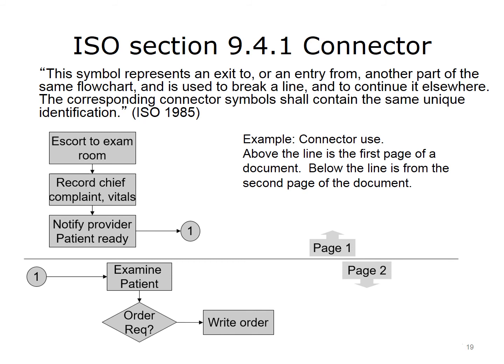Continuing on page 2 of the diagram, the reader would start at the circle with a 2 in it, which directs the reader to the next process step, Examine Patient. This step in the process is followed by a decision, presumably made by the provider, about whether or not an order is required. If an order is required, the process continues to the order writing step. Note that the connector with a 1 connects the process across pages 1 and 2.